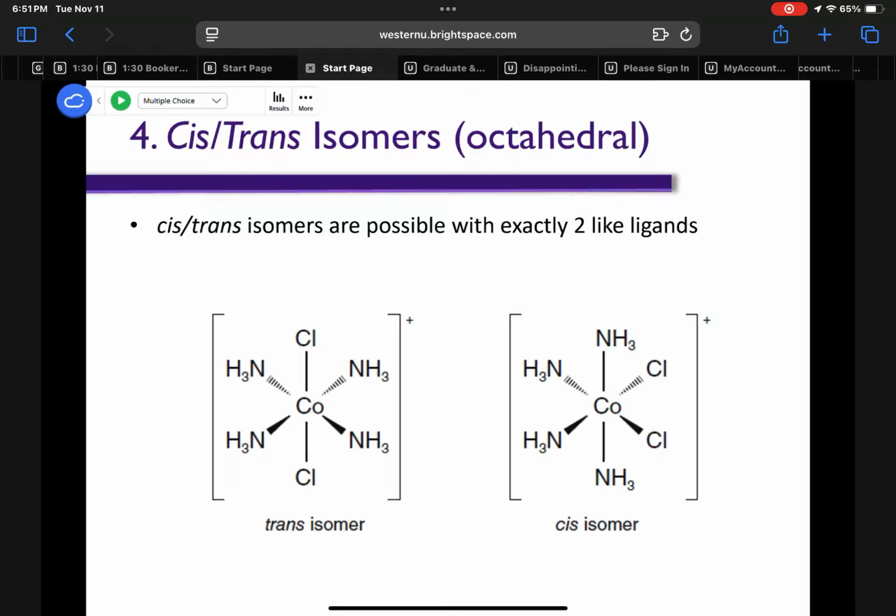If the 2 like ligands that are the same are right beside each other, we're going to call that the cis isomer. So here we have chloride and chloride right next to each other. They're 90 degrees apart. That's a cis isomer. However, if the chlorides are opposite from one another, then that will be our trans. So here I have my trans, and here I have my cis isomer. So 2 different possibilities if we have 4 ligands of whatever and 2 similar ligands.